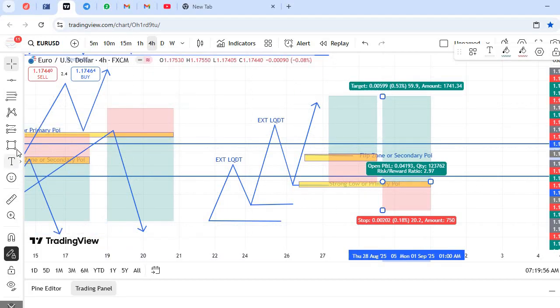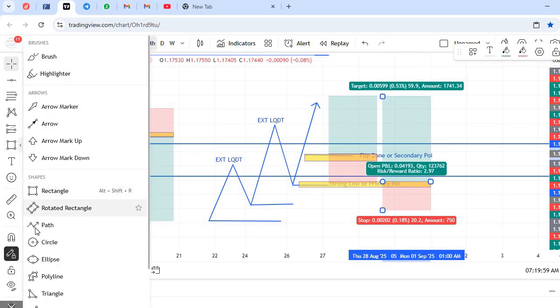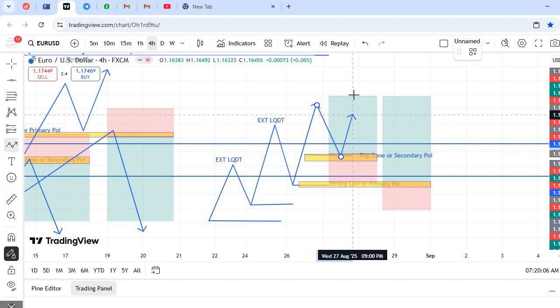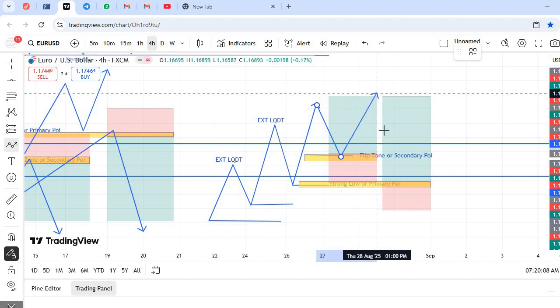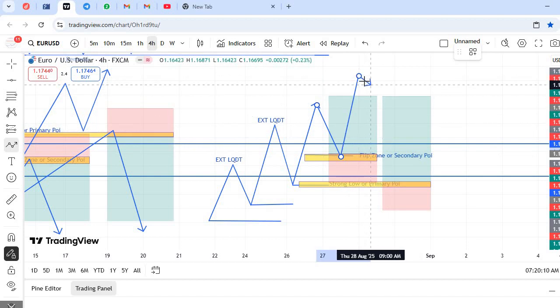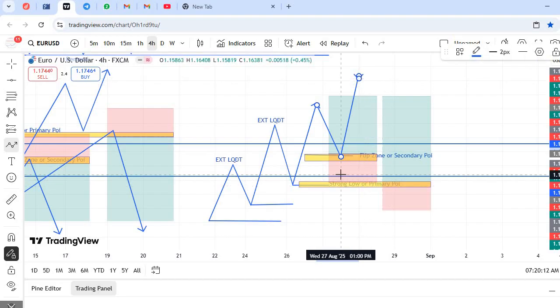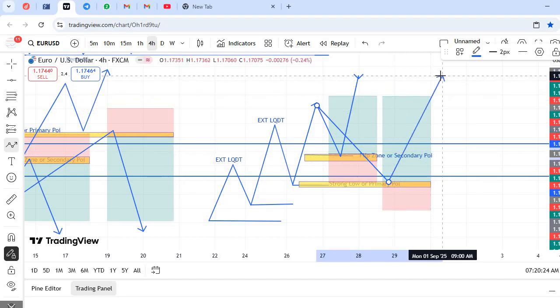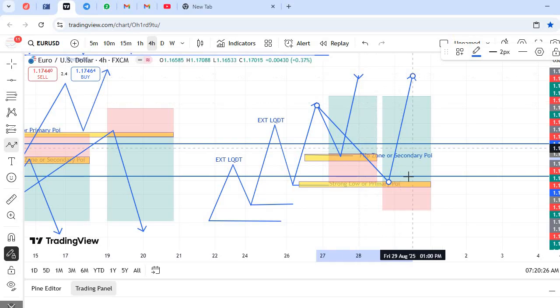So what we are expecting price to do is that it will come down, get to this level, then continue to buy. Or we are expecting price to come down, get this strong low, and we will continue to buy. You understand, this is what we are expecting price to do.